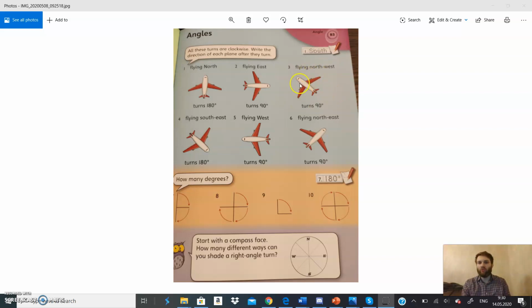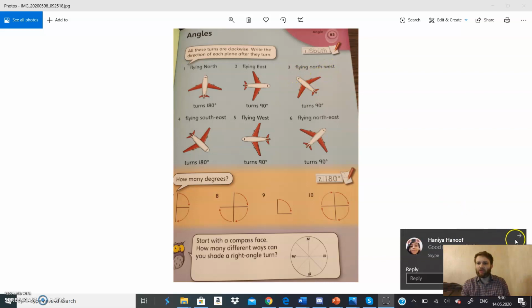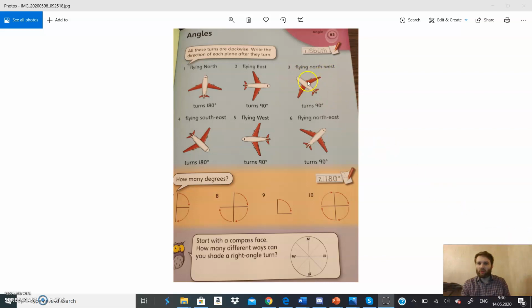Okay, this one's a little bit harder because it's northwest rather than just north or west, but it shouldn't be too difficult. So it's northwest to start with, 90 degrees that way. It's going to be facing here. So 90 degrees that way. Now it's over there, so that would be northeast. Yeah, northeast. Okay, and the same process for those ones.